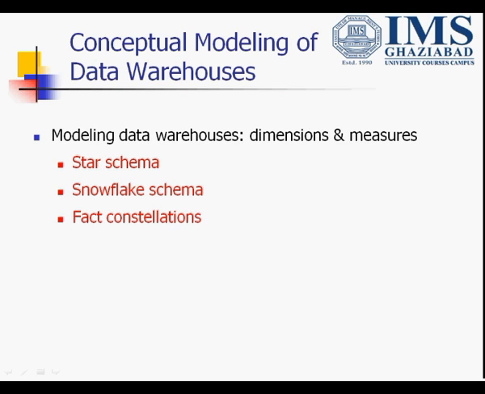A data warehouse uses three types of schema. That means the data are modeled in a data warehouse using some dimensions and measures. The three types of schemas are star schema, snowflake schema, and fact constellation. Fact constellation is also known as galaxy schema.